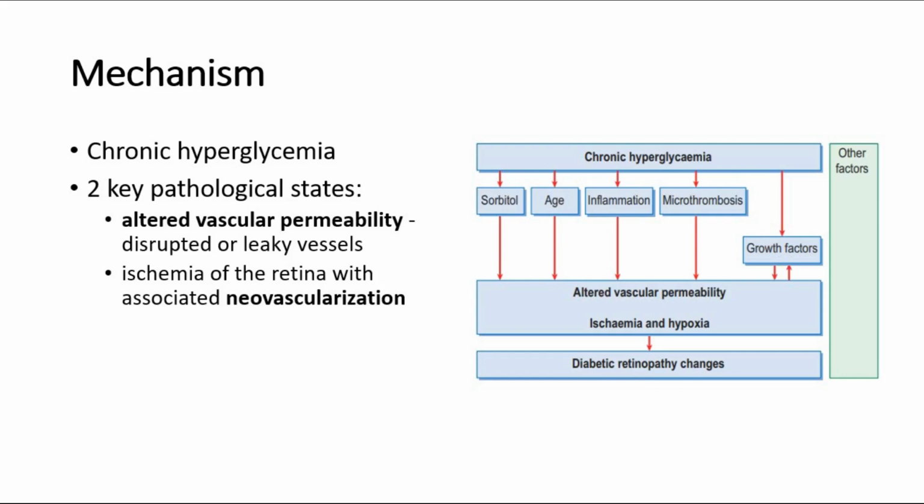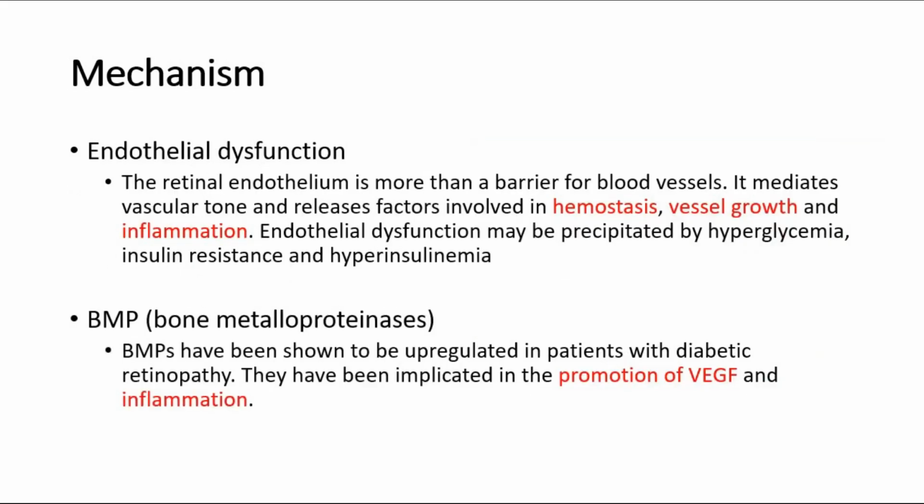There are many proposed mechanisms for diabetic retinopathy changes. Endothelial dysfunction. The retinal endothelium is more than a barrier for blood vessels. It mediates vascular tone and releases factors involved in hemostasis, vessel growth, and inflammation. Endothelial dysfunction may be precipitated by hyperglycemia, insulin resistance, and hyperinsulinemia.